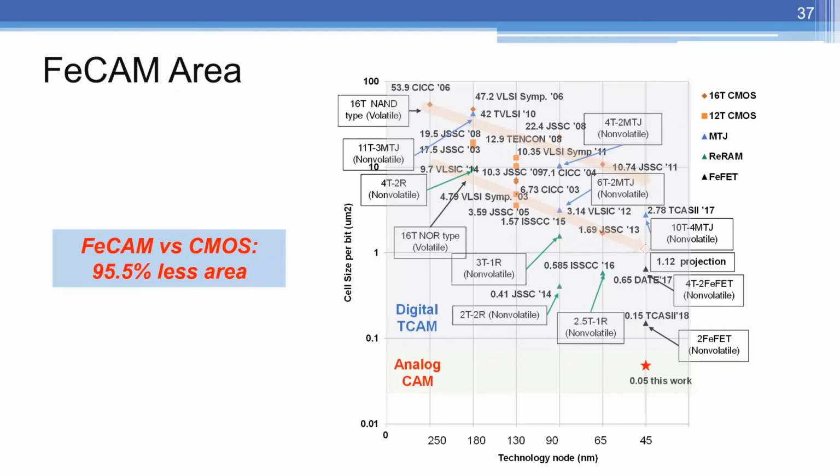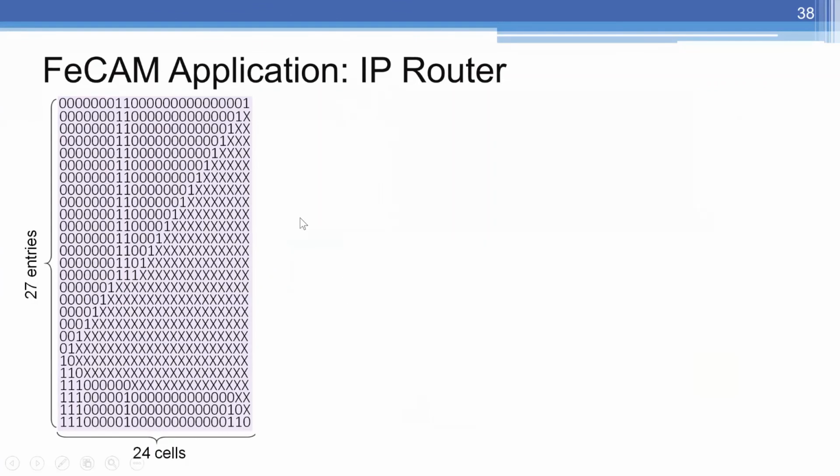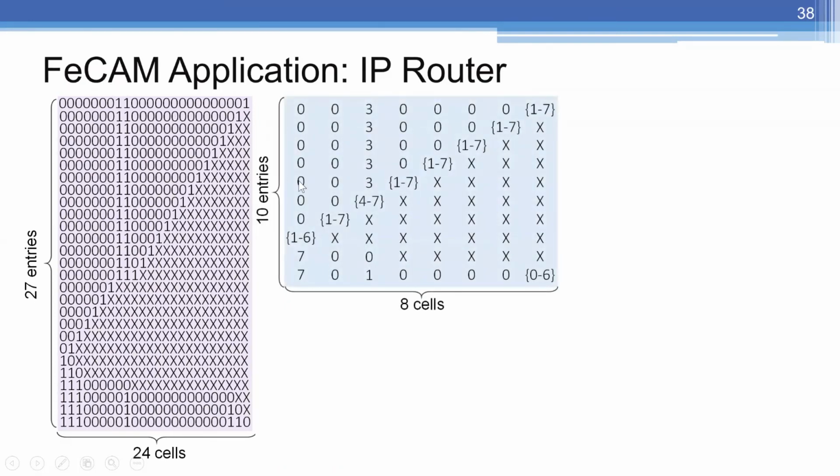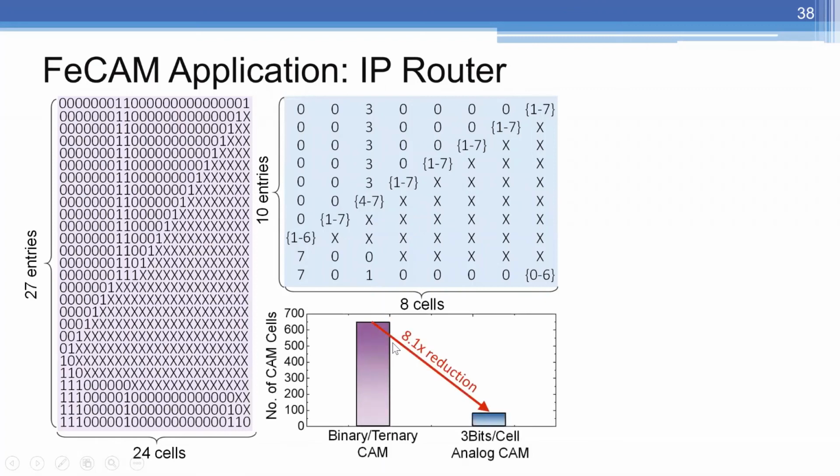And furthermore, since we can achieve multi-bit storage in one cell, we can shrink the conventional TCAM array when considering the application as the IP router. Here, when we want to store the IP addresses using the conventional CMOS TCAM, we employ 27 entries containing 24 cells per entry. Using the proposed 3-bit FeroCAM cell, we can shrink the IP router table into 10 entries containing 8 cells per entry. Therefore, we can achieve around 8.1 times reduction in the number of CAM cells.